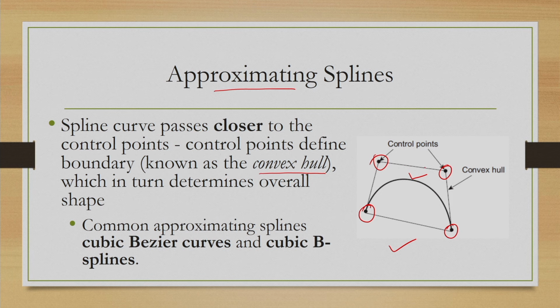In other words, the spline shape is determined by the convex hull. Now, there are few common and popular approximating splines used in applications, namely the cubic Bezier curves and the cubic B splines. Again, we will discuss about those later.